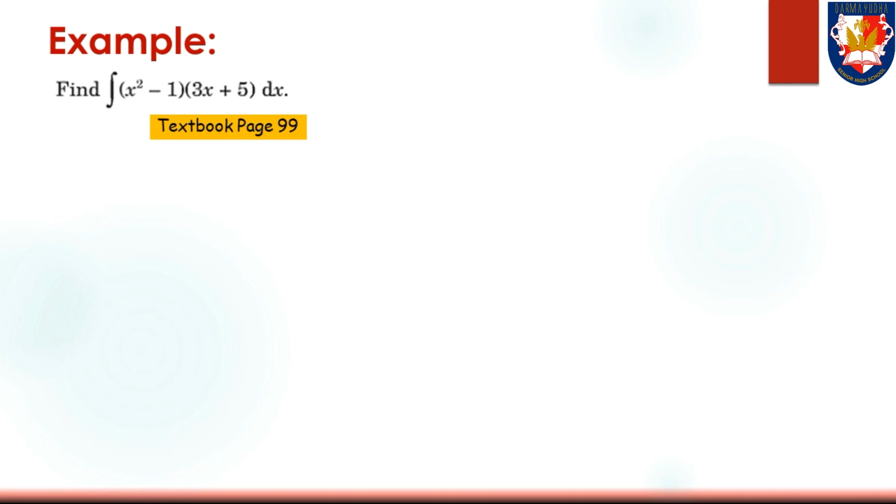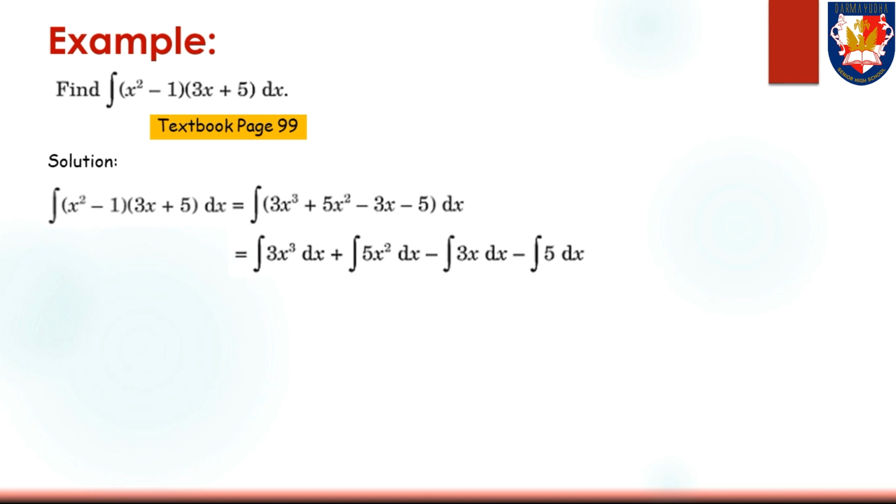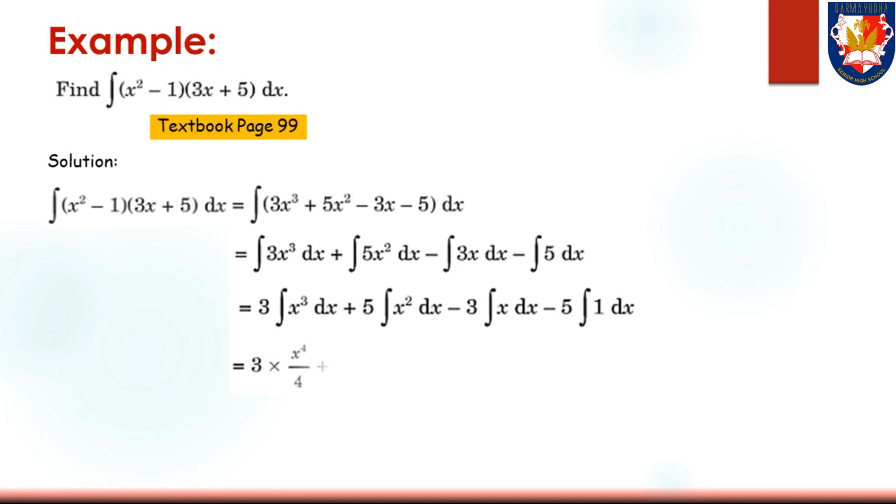Example: find the integral of x squared minus 1 times 3x plus 5 dx. Here is the solution. Expand the function inside the integral, so it will be the integral of 3x cubed plus 5x squared minus 3x minus 5 dx. By the sum and difference rule, and using the constant multiple rule, we have 3 times the integral of x cubed dx plus 5 times the integral of x squared dx minus 3 times the integral of x dx minus 5 times the integral of 1 dx. So the result will be like this.